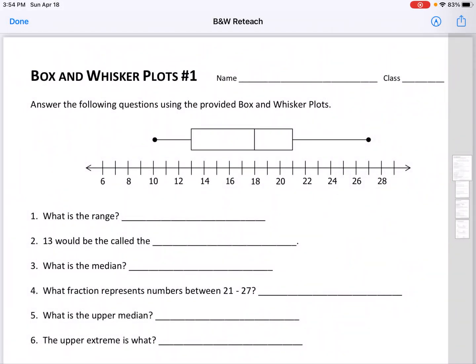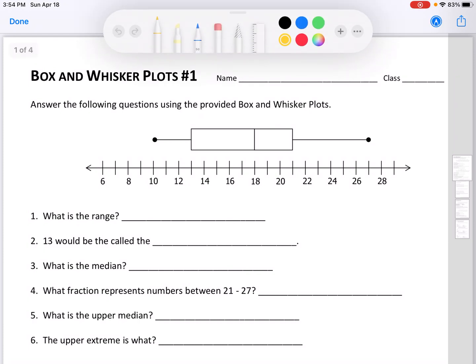Hi everyone, today what we're going to do is a reteach with box and whisker plot. So the idea is I'm trying to work with my Craven Live folks that maybe missed it when they had Craven Live with Miss Hearth, and trying to remind everybody from before spring break.